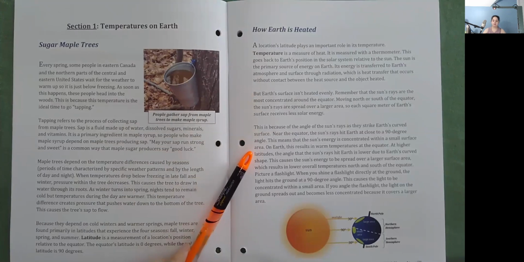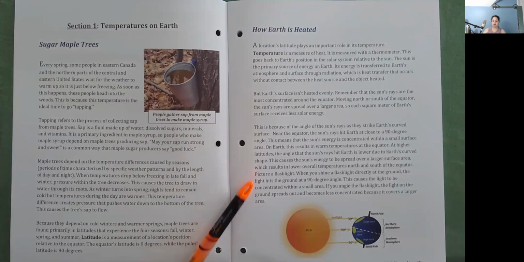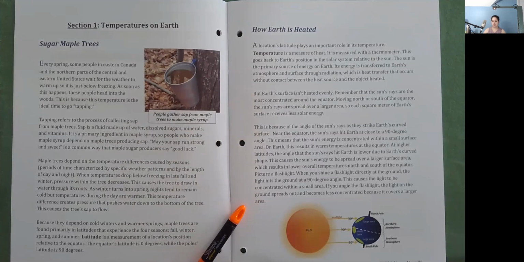At higher latitudes, the angle that the sun's rays hit Earth is lower due to Earth's curved shape. This causes the sun's energy to be spread over a larger surface area, which results in lower overall temperatures north and south of the equator. Picture a flashlight. When you shine a flashlight directly at the ground, the light hits the ground at a 90-degree angle. This causes the light to be concentrated within a small area. If you angle the flashlight, the light on the ground spreads out and becomes less concentrated because it covers a larger area.